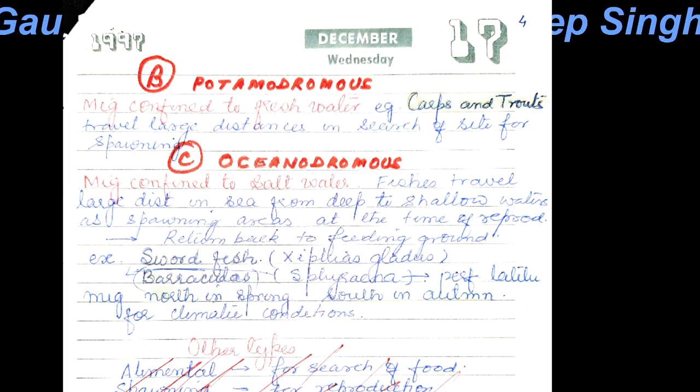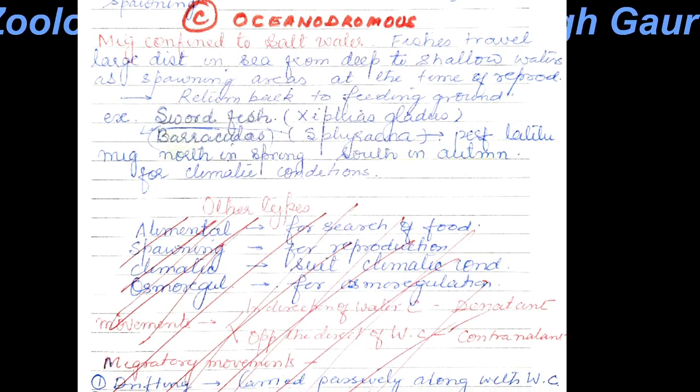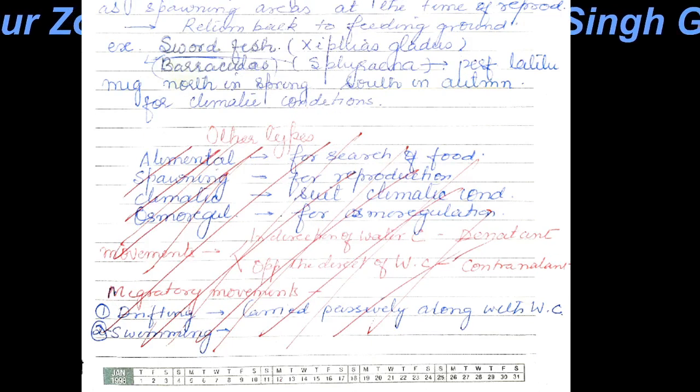There are some other kinds of classification which were put forth, not so very important. Alimental migration is the migration which is done in search of food. Spawning type of migration is migration done for reproduction. Climatic type of migration is the migration done to suit the climatic condition. Osmoregulatory migration is done for better suited osmotic conditions.